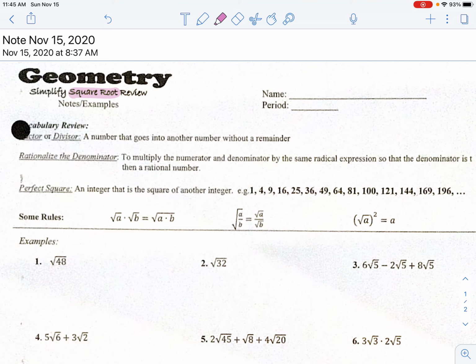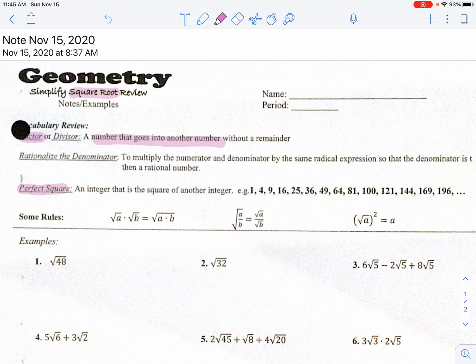The first one says a factor or a divisor. I usually use the word factor. It's a number that goes into another number. So for example, the factors of 4 are 2 and 2, and 1 and 4. Factors are what you can multiply by another number to get to that larger number. We'll talk about rationalizing the denominator a little bit later on.